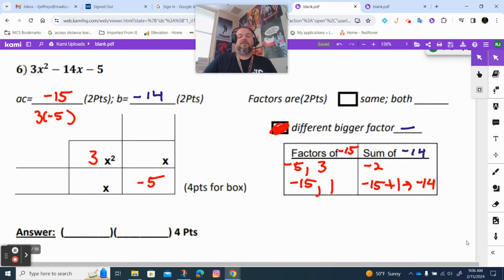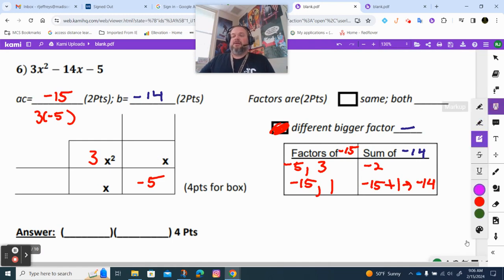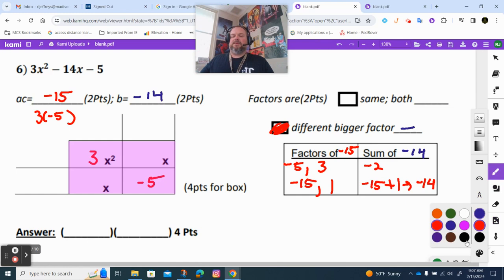Now, for those that may not have been here yesterday, or forgot, when it says 4 points for the box, that's this part right here. You get 4 points for putting the right numbers in there. Isn't that crazy? I shouldn't do that. Maybe I should take that back.